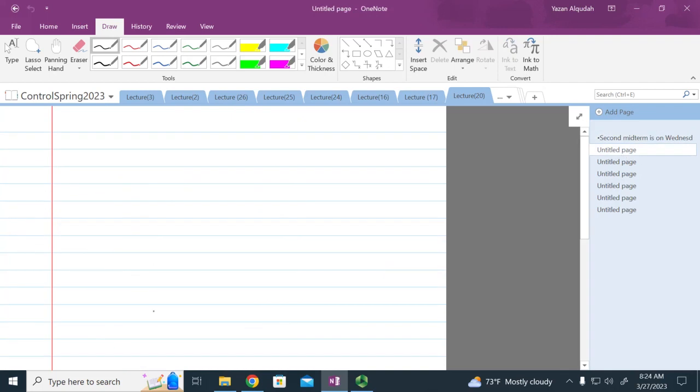So let's start with our first compensator, which is the PI controller, which is going to improve the steady state error.